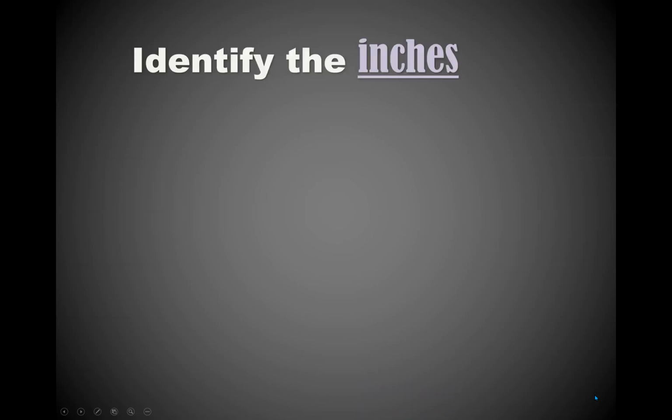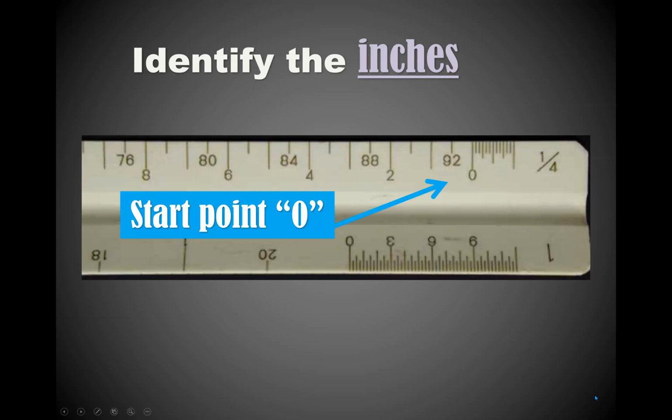First, we will be identifying the inches. So if you look at the ruler, you will be seeing the starting point. And what's highlighted in the area or the arrows that are purple, that represents the inches. So we have the 1/4 scale and the 1-inch scale. So remember, the starting point is 0.